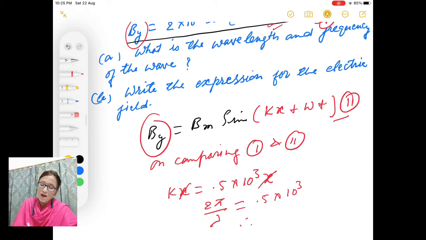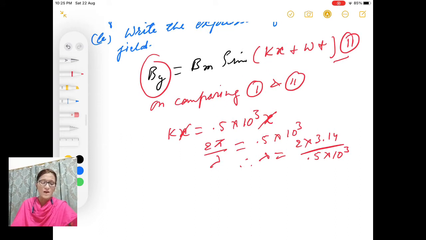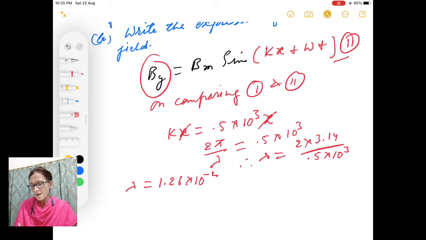Therefore, you have to find the wavelength. So wavelength lambda is equal to 2 into 3.14 divided by 0.5 into 10 to the power 3. This is the value of lambda, and I have already obtained its value, 1.26 into 10 to the power minus 2. Wavelength is measured in the unit meter. This is your first answer of part A of question 2.